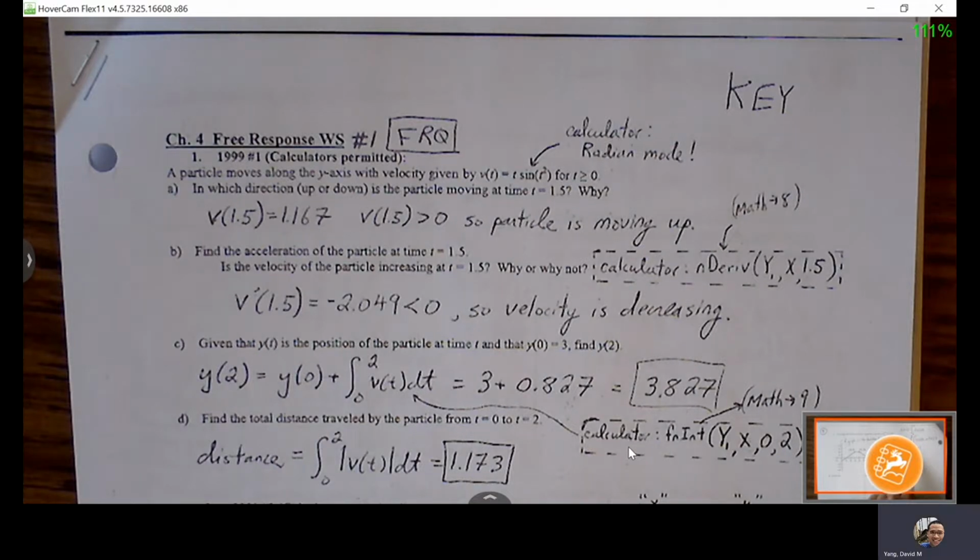And then final position equals initial plus displacement, and then I can plug this into the calculator. So that's math 9. Math 9 is your definite integral. So you're just matching whatever you have on paper into the calculator. So integral from 0 to 2. That's my velocity function, so vars, y-vars, function.